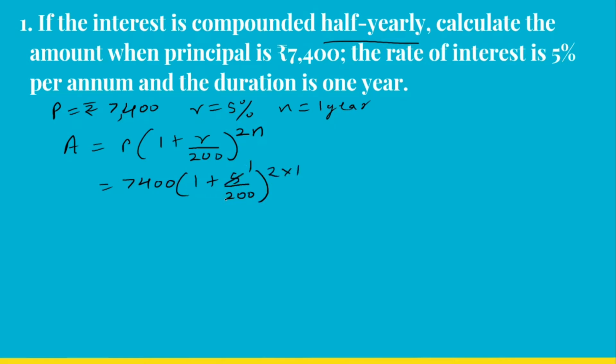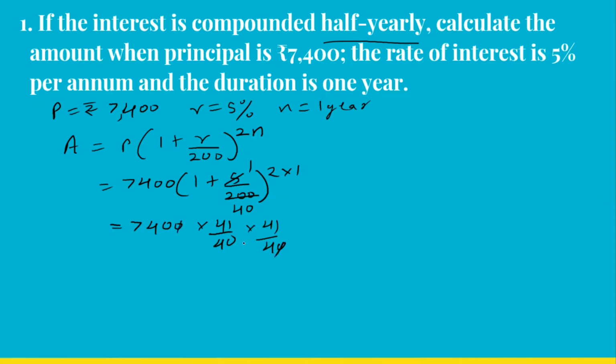Simplify: 5 ones are 5 and 5 fours are 20. So we get here 1 upon 40. So 40 is going to be the LCM. So 40 plus 1, 41 upon 40. So on simplifying this, 7,400 times 41 upon 40 raised to 2. So it becomes 41 upon 40 twice.